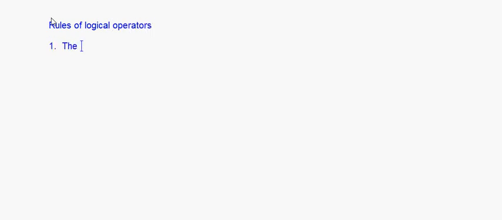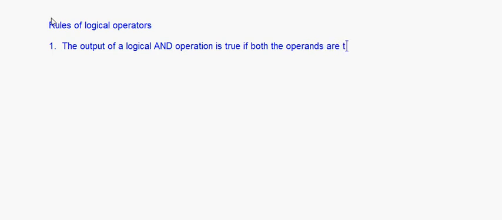The first one, the output of a logical AND operation is true if both the operands are true. Even if one is false, the whole expression is false.